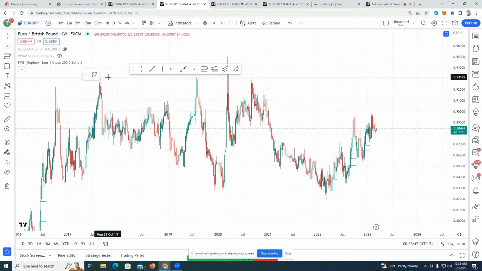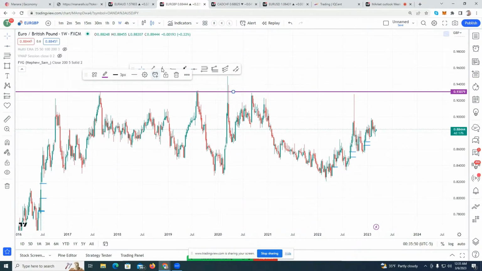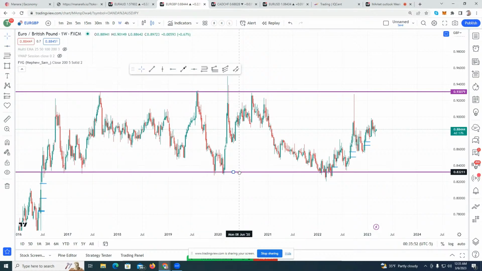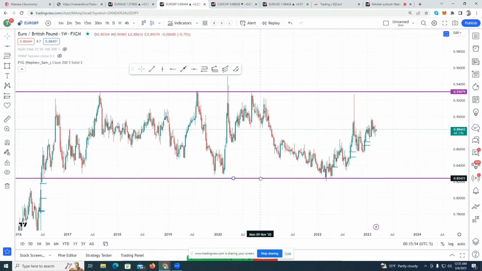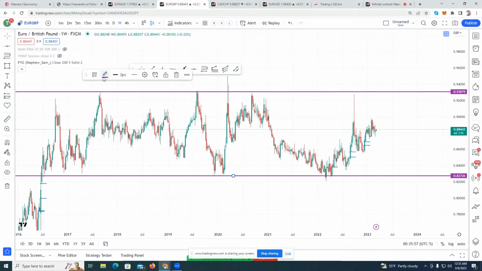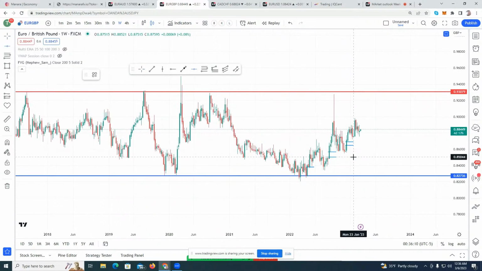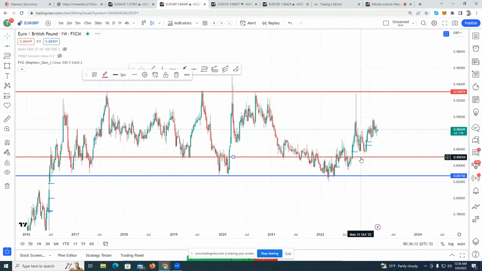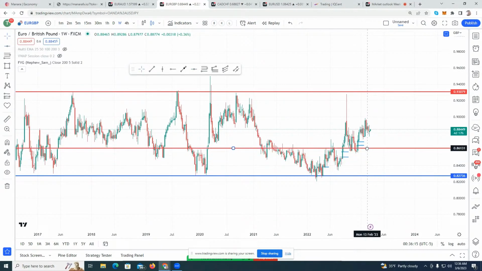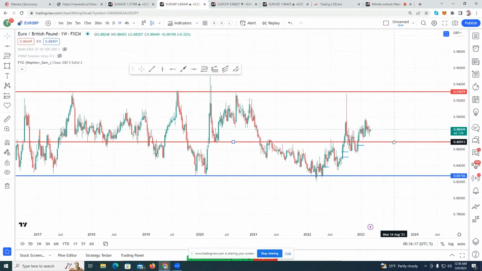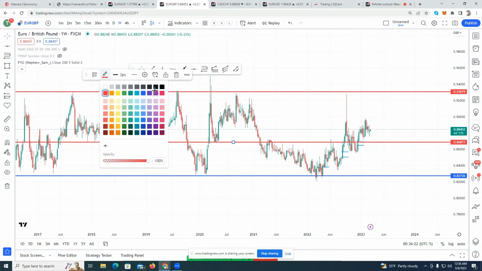So we have this consolidation zone where price down here is support, strong support area. We have a strong resistance up here. Then we have a couple of areas on Euro GBP that have acted as support and resistance in the past. Okay, so let's see if we can get those areas. This area here is going to be most significant, I would say.